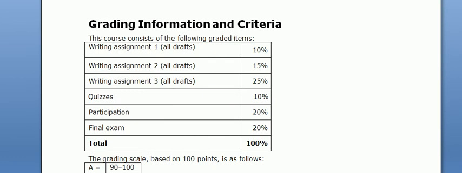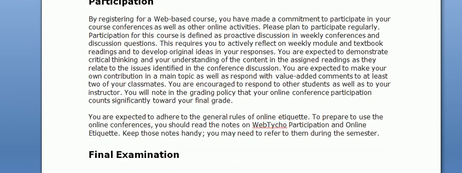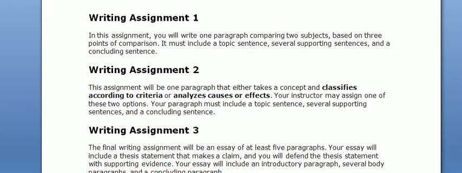We have 3 writing assignments, quizzes, participation, and a final exam. Notice that for the 3 writing assignments, we have written all drafts in parentheses. The writing process will be embedded into each assignment. Instructors will give feedback to drafts of these assignments so that students can revise them. The assignments are described as follows.